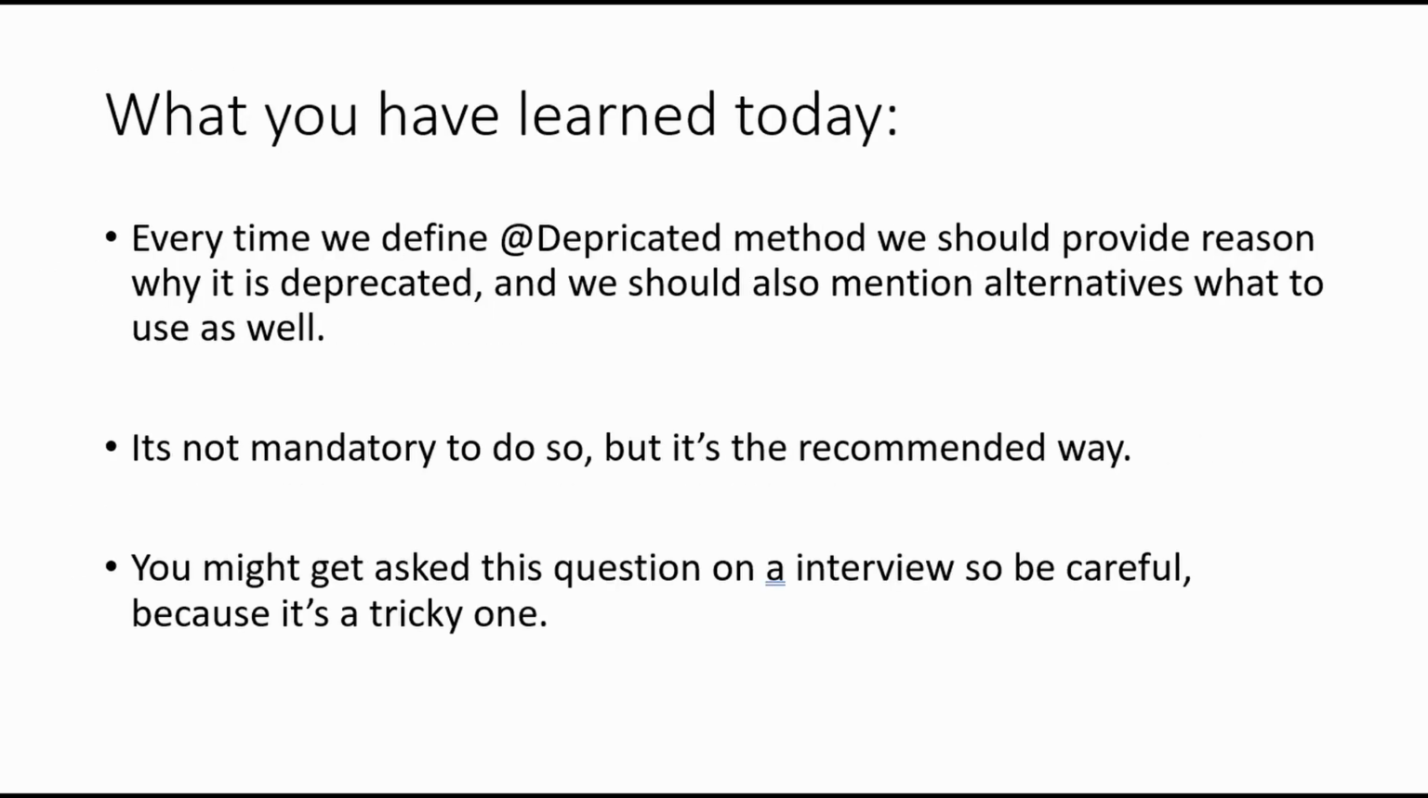And also here are the things that you learned today. About the deprecated method, you know that we should provide the reason and alternatives every time we annotate a method as deprecated. And you should also remember that it's not mandatory, it is just a recommended way, because the code will run fine, there will not be any problems.